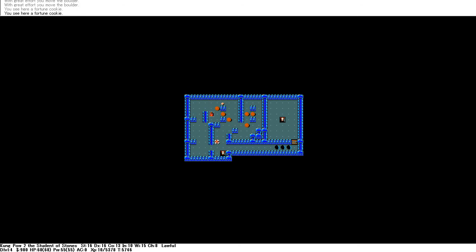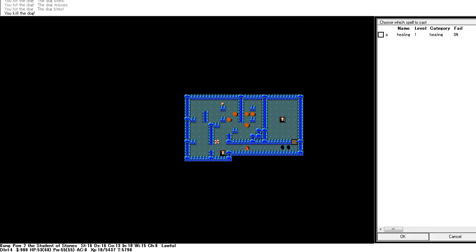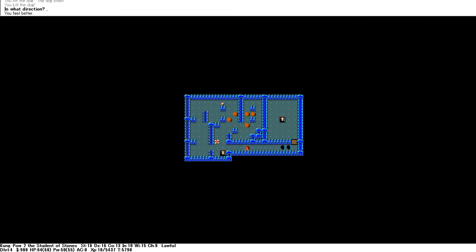Alright, let's push you back. Let's push you... I push you along too. That there. Then I can use this. And that allows me to attack the dog. We kill the dog. And we'll zap ourselves with healing, because we can.